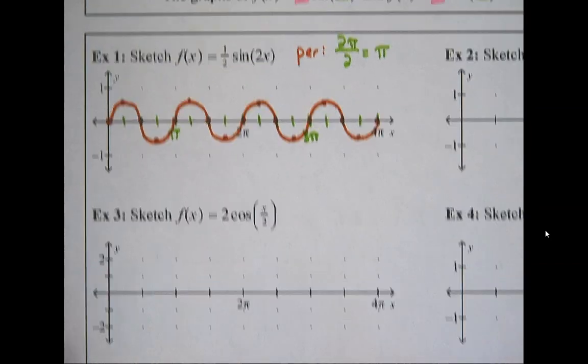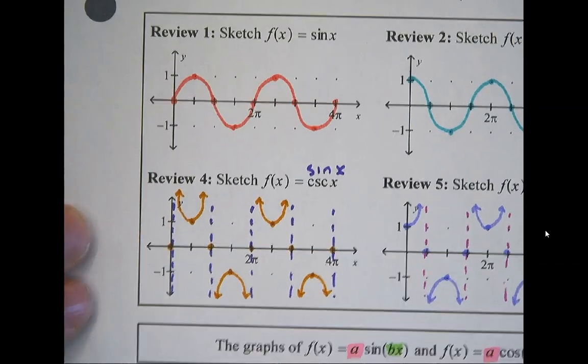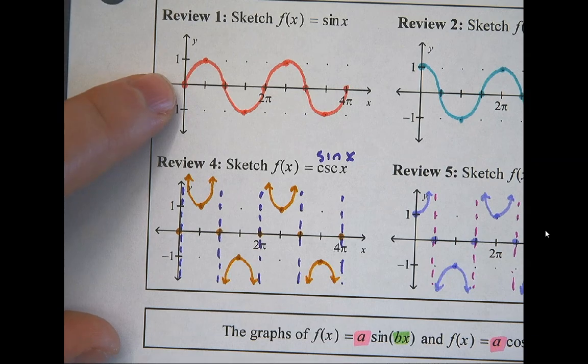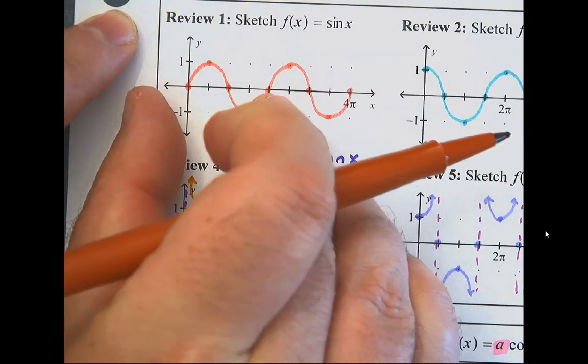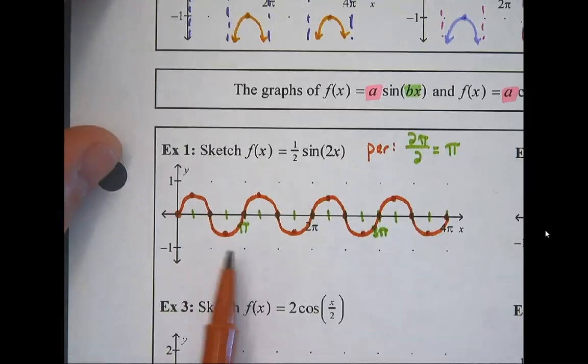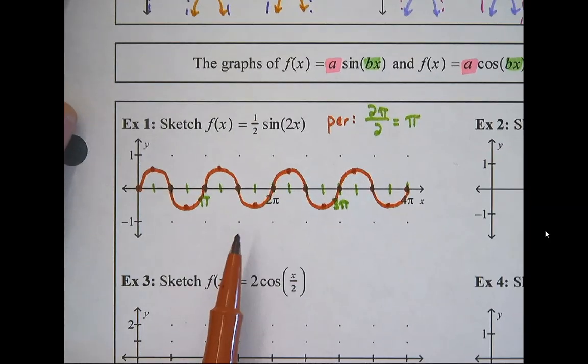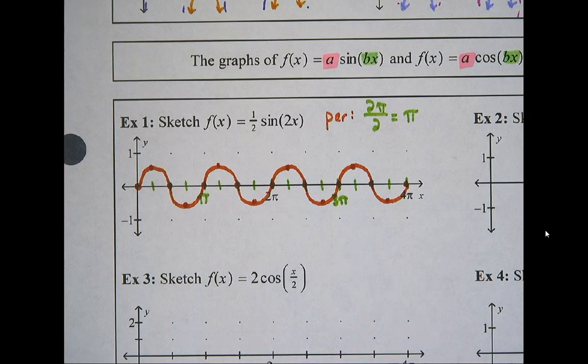So this is a horizontal shrink compared to the original parent function. If you took the parent function and shrunk it down, you would be able to fit more cycles from 0 to 4 pi.